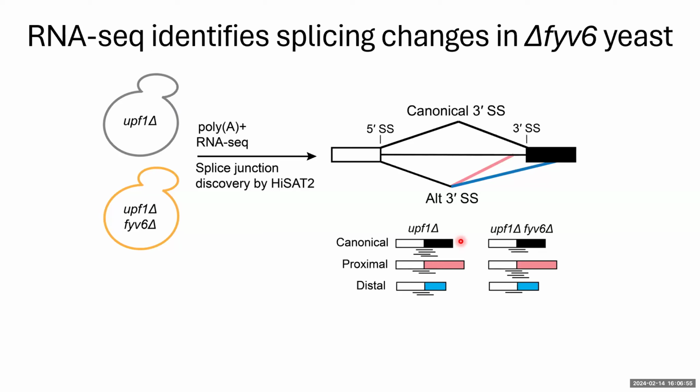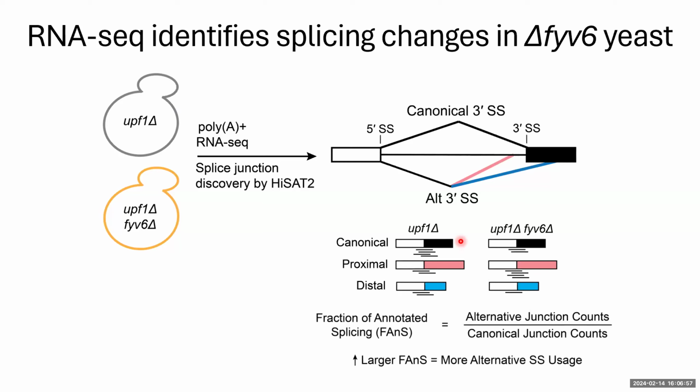We're then able to calculate a measure called fraction of annotated splicing, which is a ratio of the alternative junction counts for a specific alternative junction divided by the number of canonical junction counts. And we would expect that if we had a larger FANS value, we would have more alternative splice site usage for that particular junction.